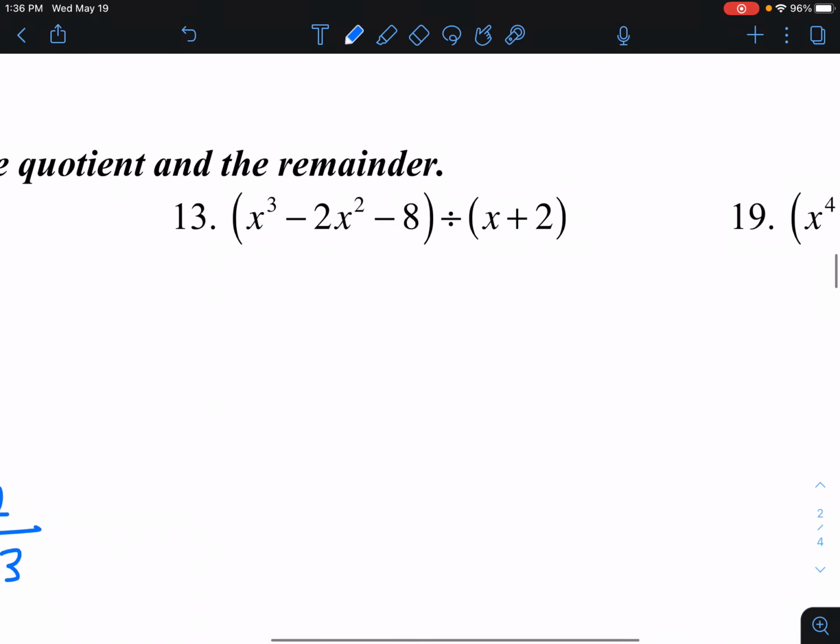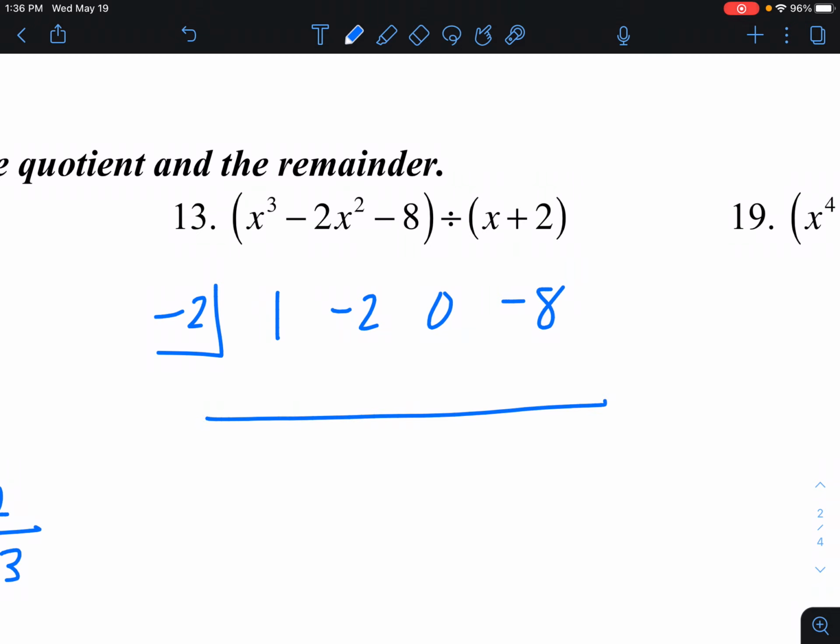Okay, let's try another one. We're dividing by x plus 2, so put a -2. When it has a binomial, put the opposite. And then the numbers will be 1 for the x cubed. And notice the 0 I have to throw in there because it's missing an x. You got to be careful with that when you're doing your quiz and homework. Got to be careful with 1s and 0s.